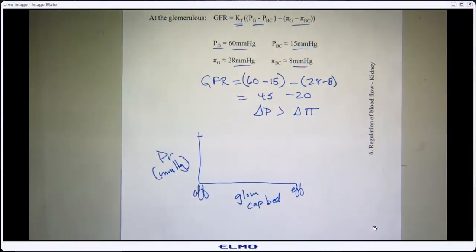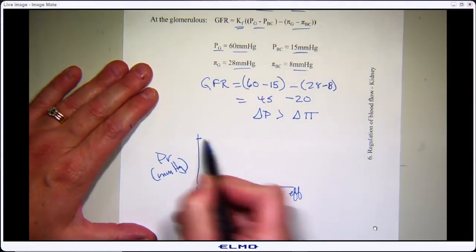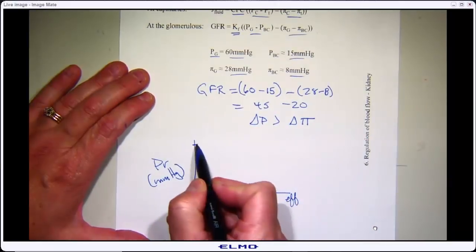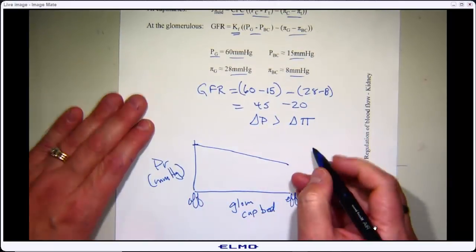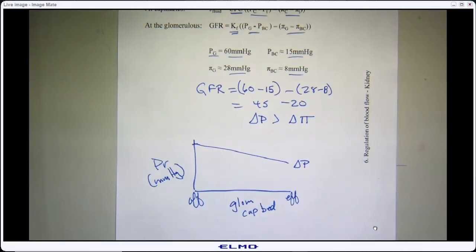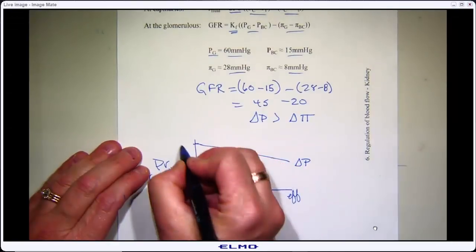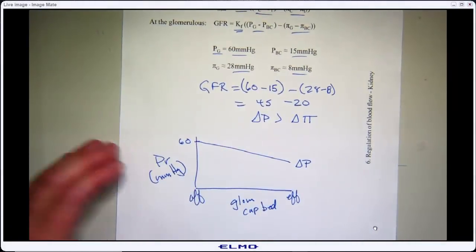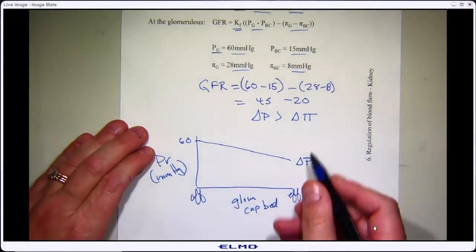And we know that we have to have a capillary pressure drop across the glomerular capillary bed or there'll be no flow. So the same rules apply here, right? So we have to have PC or PG in this case dropping as we go. So that's our delta P argument from before. And that started out at 60 and it drops across the glomerular capillary bed.